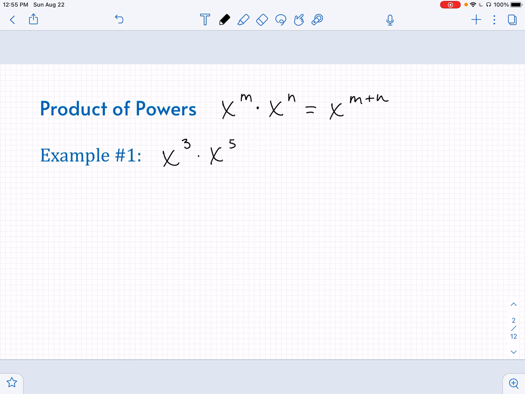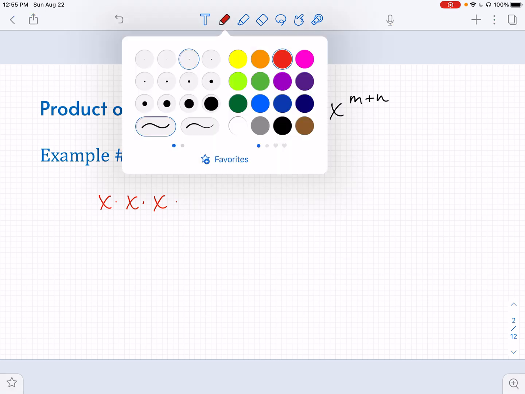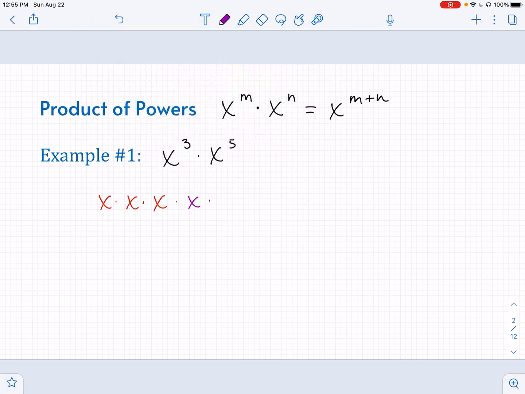So x to the third, remember, is really just x times x times x. And then x to the fifth is really x times x times x times x times x. And if we count them all up, we get x to the eighth. And this visual is great to see, but when the exponents become larger and larger, it's really nice to remember the rule that if you have the same base and two expressions are being multiplied, you can simply add the exponents to come up with a simplified expression.